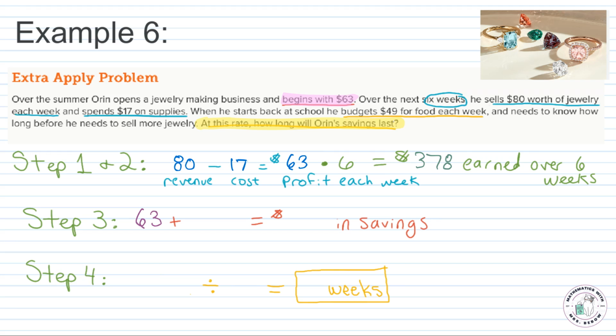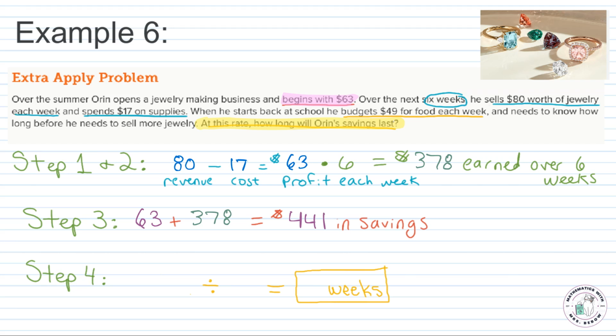So going to step 3 now, again, we began with $63, so we already had that in our account. We then earned $378 over the 6 weeks. 63 plus 378 is going to tell me how much we have in our savings, so $441. When we add 63 plus 378, you should come up with 441.